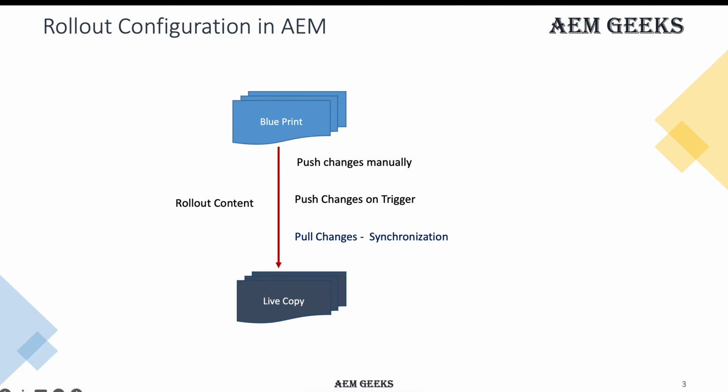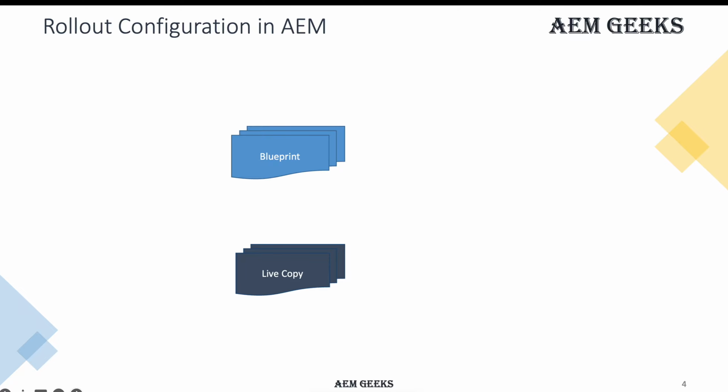So how your content will be moving from blueprint to live copy in AEM, that is done using the rollout configurations. Rollout configuration is an essential part of MSM. Using this feature, you can move content from blueprint to live copies. You do not need to write any code, obviously, with the out-of-box functionality. You just need to add rollout configurations as per your need while creating live copies, or later also you can add it. You can add rollout configuration in live copies.